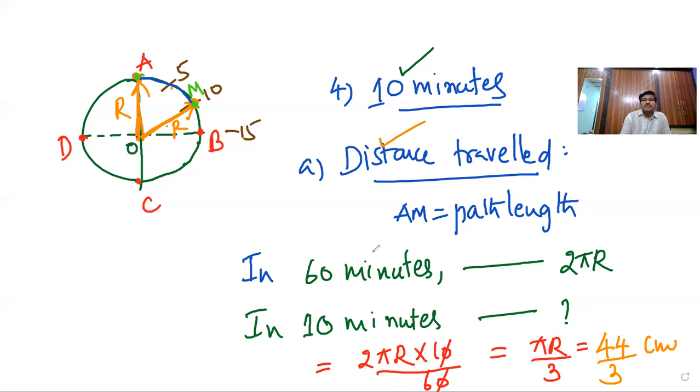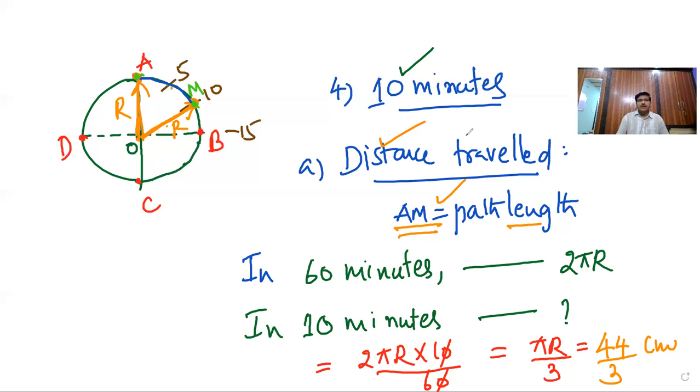This is the distance traveled. Have the clarity: in the complete 60 minutes, the entire path length covered is 2 pi r. But what is the fourth case asking? Only 10 minutes. In 10 minutes, what is the path length covered? Distance is nothing but path length. So in 60 minutes, 2 pi r path length. In 10 minutes, how much is the path length? So 2 pi r into 10 divided by 60, 44 by 3 centimeters. That is the path length. That is nothing but distance.